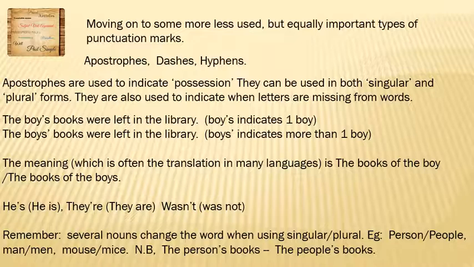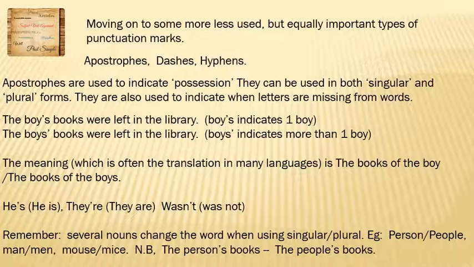The second sentence says the boys' books. The apostrophe is after the S. That means there's more than one boy. So there could be three or four boys. The boys' books were in the library. Even though it sounds exactly the same, we know from the spelling, this is one boy, this is more than one boy. So apostrophes.